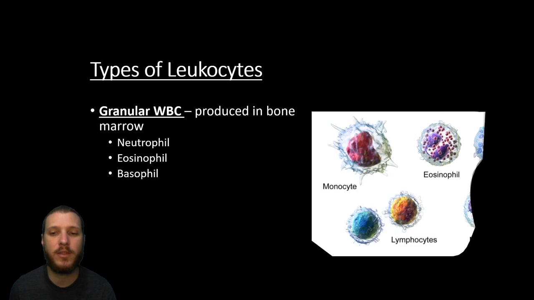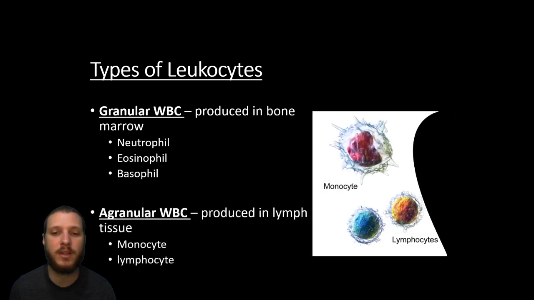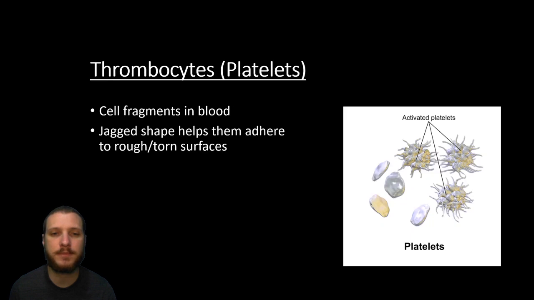The other type then are going to be non-granular, or agranular, and these are produced in lymph tissues, which we'll look at in the lymphatic system. And these are going to be termed monocytes or lymphocytes. And basically you can see there's no granules inside these. Don't worry about any other distinction between them.